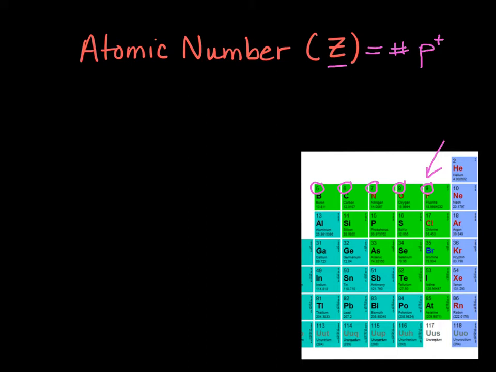So boron, B, has an atomic number of 5 because it has 5 protons. Carbon has an atomic number of 6 because it has 6 protons. The number of protons is always equal to the number of electrons if you have a neutral atom. So all the atoms on the periodic table are neutral. So boron has 5 protons and it also has 5 electrons.